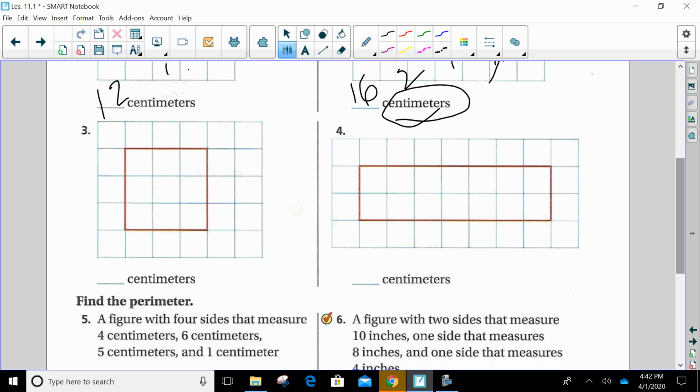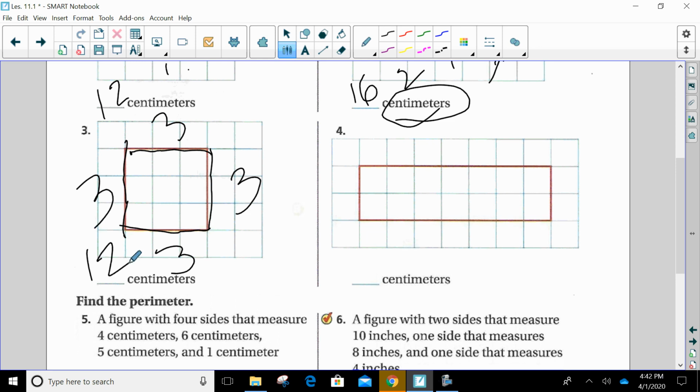Okay. Now this one, I love this because it's a square. And what do we know about squares? All sides are equal. So 1, 2, 3. 1, 2, 3. 1, 2, 3. 1, 2, 3. It is a square. So you can just say 4 times 3 is 12. You can count it up if you don't trust me. 1, 2, 3, 4, 5, 6, 7, 8, 9, 10, 11, 12. And it works.